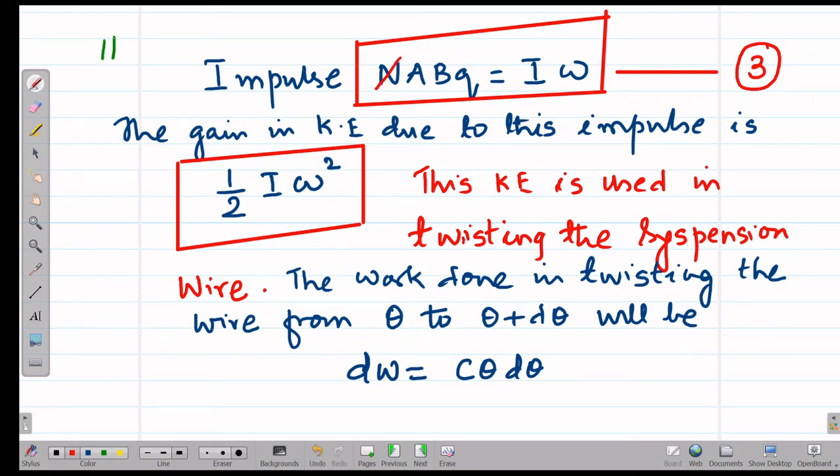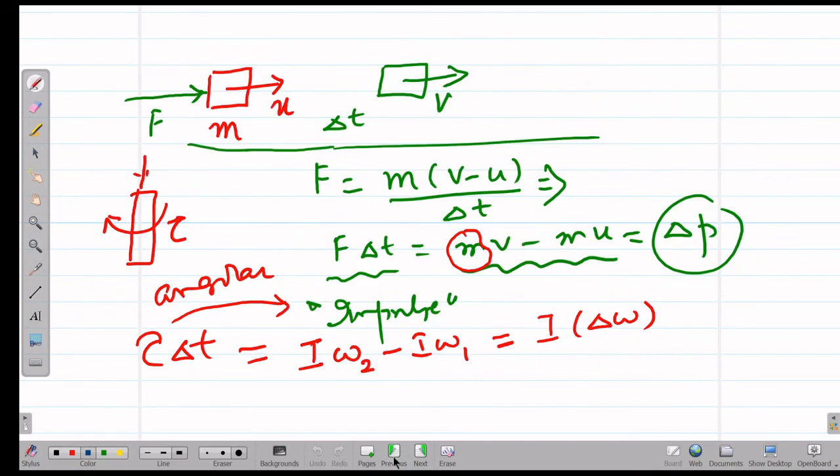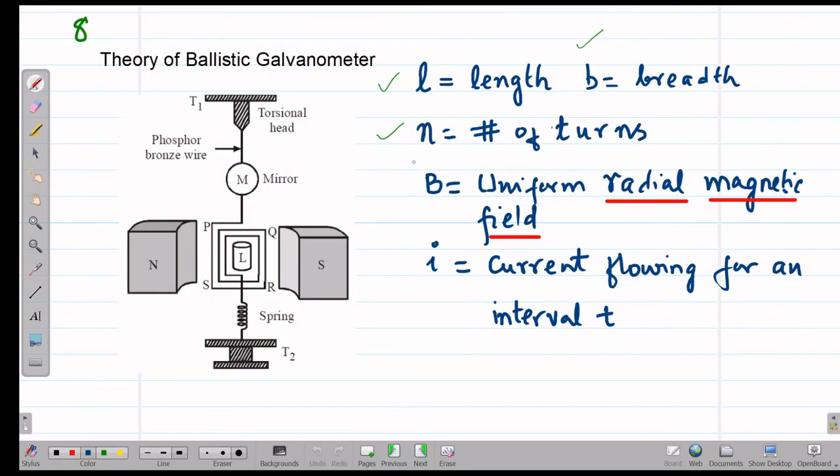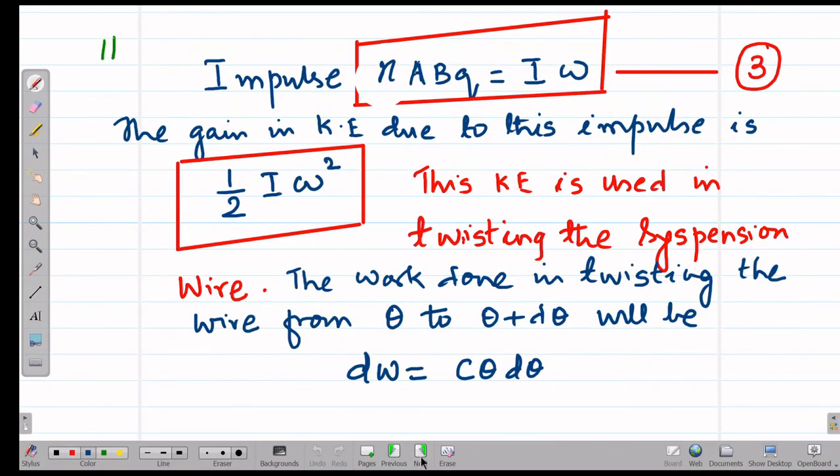I think I should have used the small letter n instead of capital N. Now I am using capital N. I will use capital N itself for the total number of turns. So I'm sorry, I made again a change in the symbol. I should not have made that. So I will continue to use small letter n only, so that there is no confusion. So this is supposed to be n only, because in my first slide I think I used small letter n for the number of turns. Yes, I have used n for the number of turns. So therefore the angular impulse is given by nABQ equal to I omega.